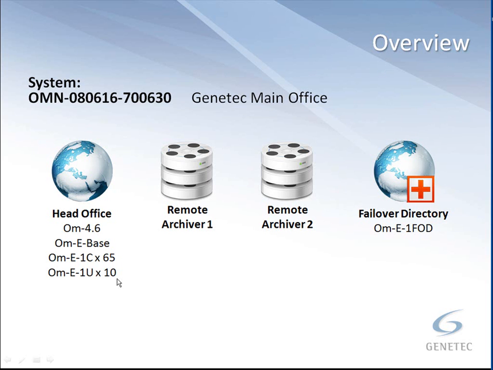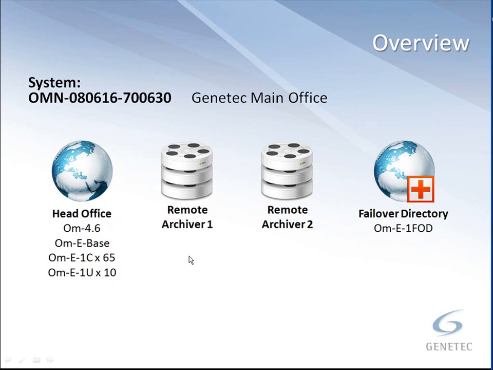So if we take a quick look at our example here, we have the Genetec main office, which is our whole system. It's an Omnicast 4.6 system, as you can tell by the part here, and it has a system ID of OMN 0806167000630. Now within this system we have a directory server at the head office, and that's been named appropriately enough, head office. On this server we have added 10 client connections and 65 camera connections.